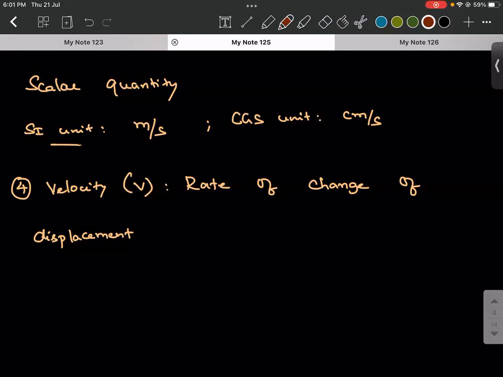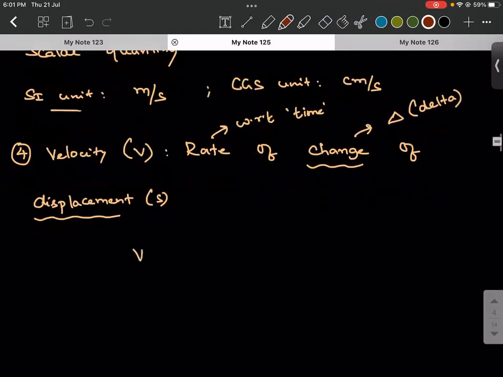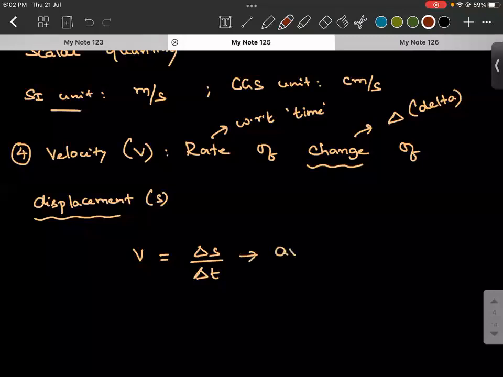The first point to be noted here is rate basically means with respect to time. Change is represented with the symbol delta, like how we saw it in the case of slope. And displacement is represented by the symbol s. So combining all these parameters, we can say v is equal to delta s divided by delta t. And more specifically, we call it average velocity.